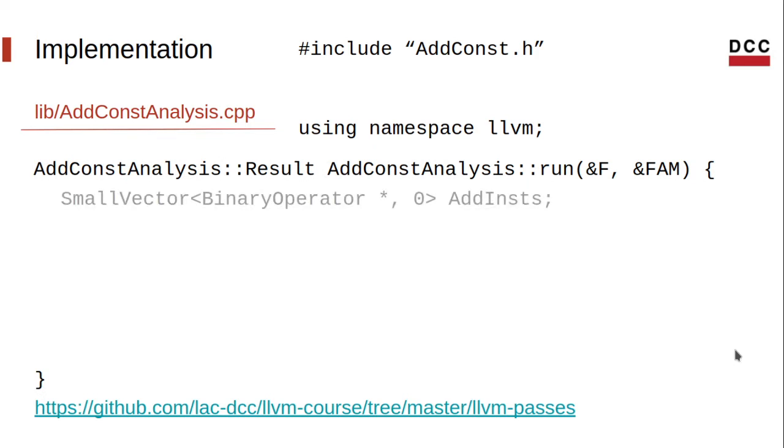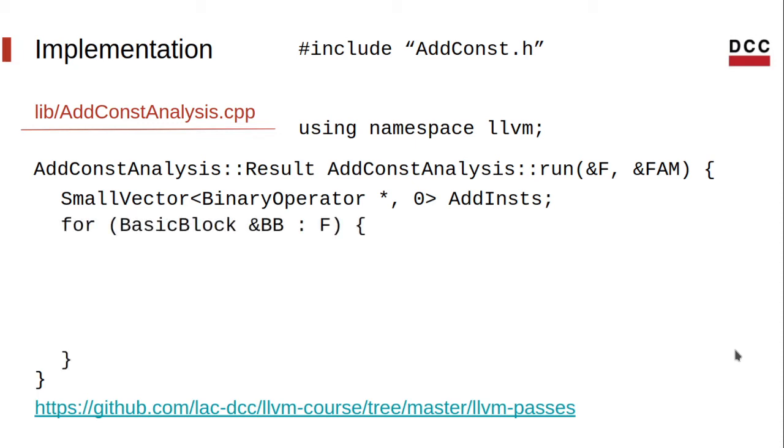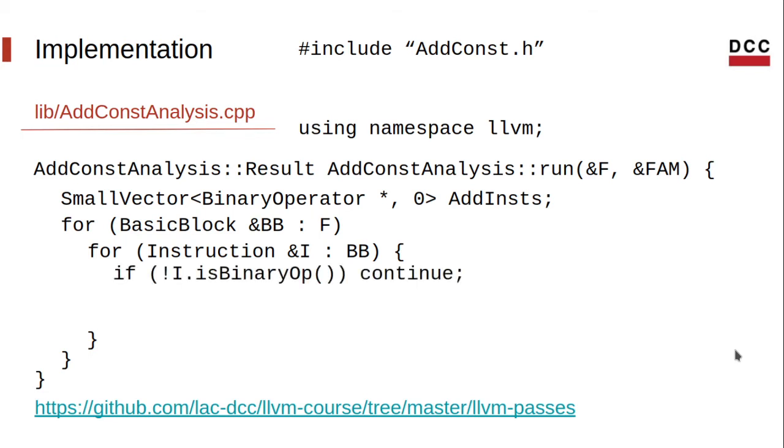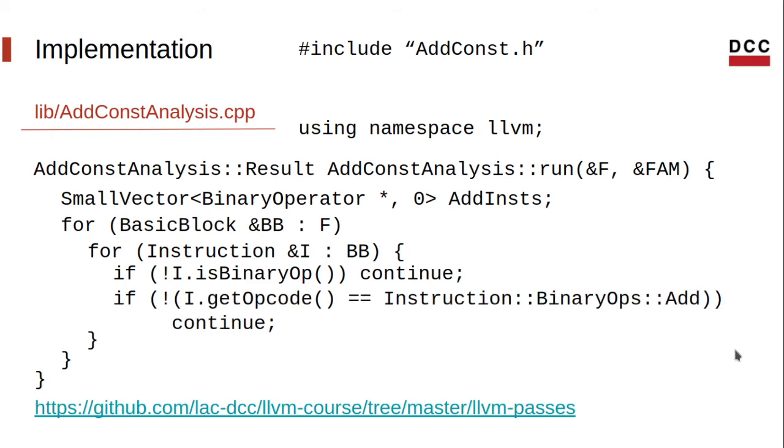We begin by declaring the vector that shall be filled with the collected instructions and returned as result of our analysis. Then we loop through the basic blocks of F. Each basic block is composed of instructions, which is what we need to inspect. First, let's check if the instruction I is a binary operator. If it isn't, we move to the next instruction. Then, we need to verify if it's an addition. We do that by inspecting its opcode.